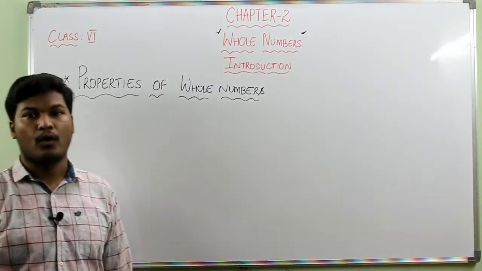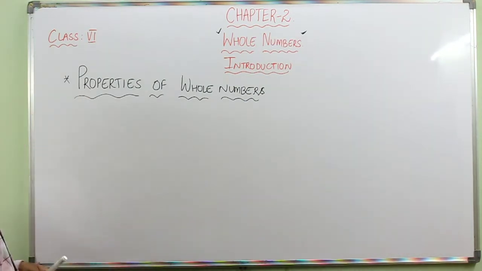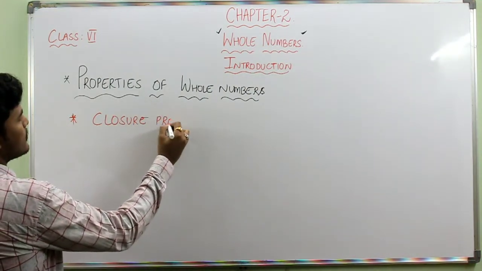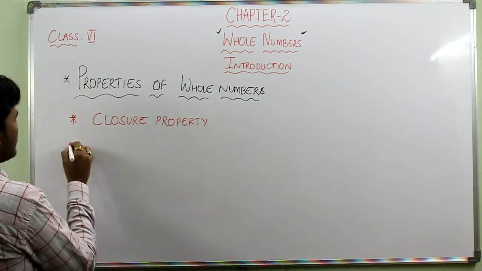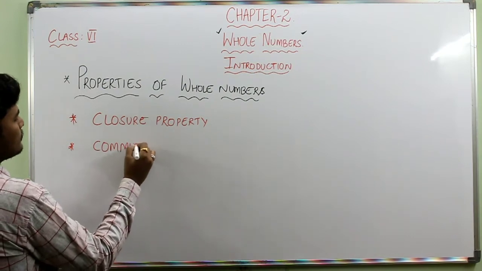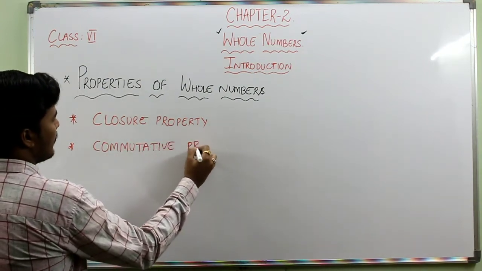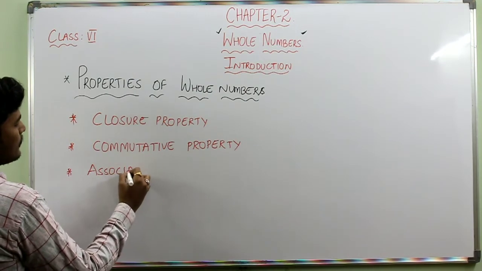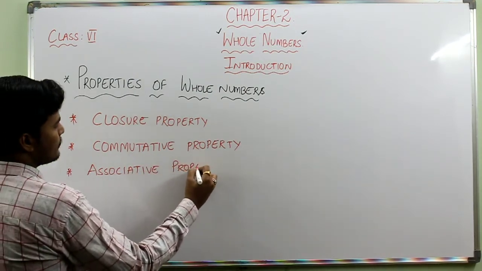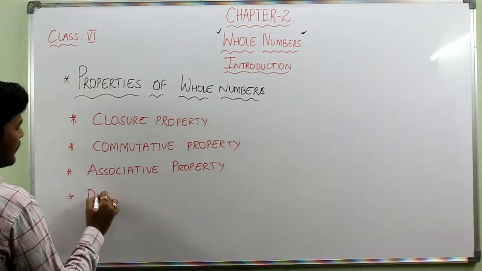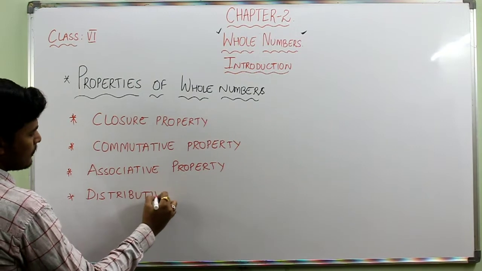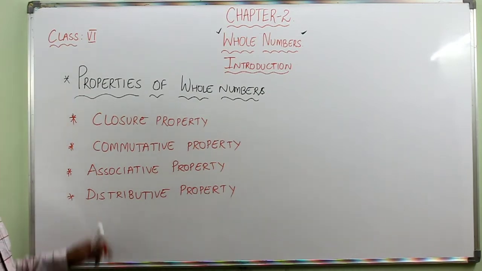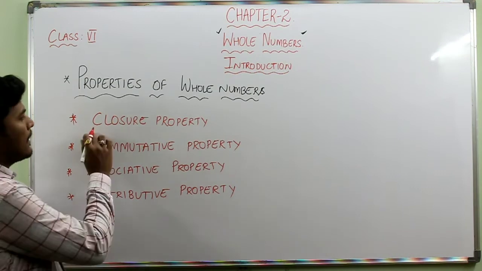Now the next topic is properties of whole numbers. So whole numbers will have the following properties. The first one is closure property, the second one is commutative property, the third one is associative property, and the fourth one is distributive property. Okay, these are the 4 properties which we are going to learn in the case of whole numbers. Now let us learn in detail about them.